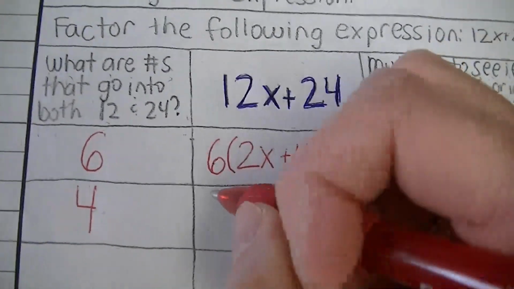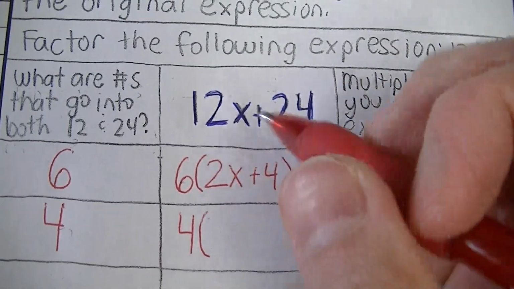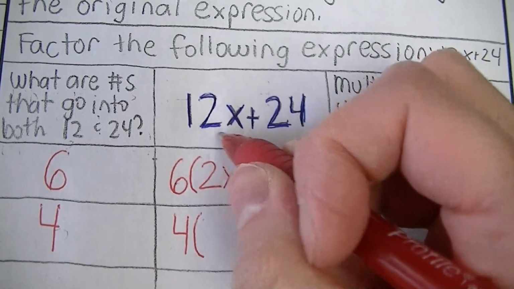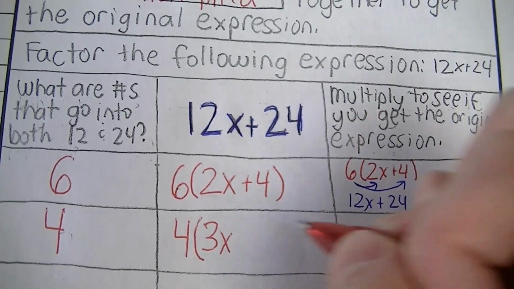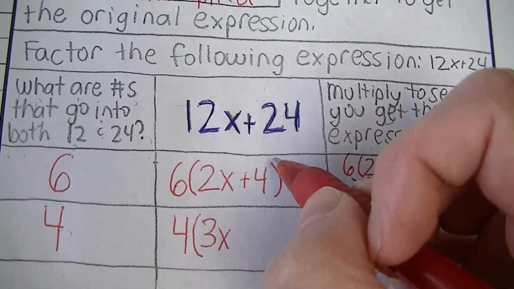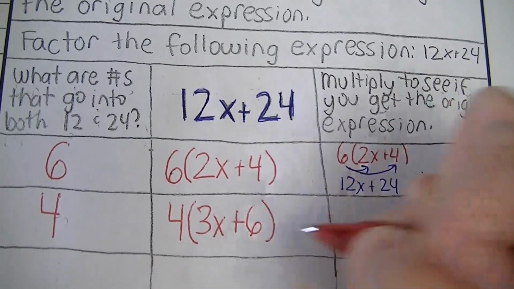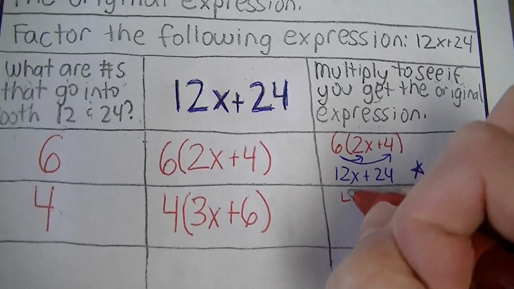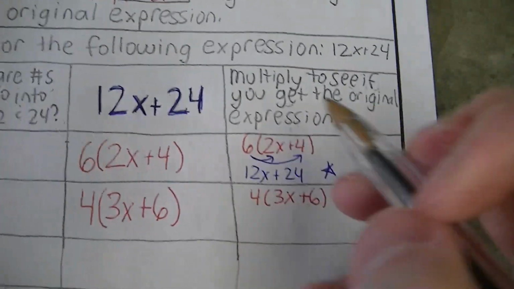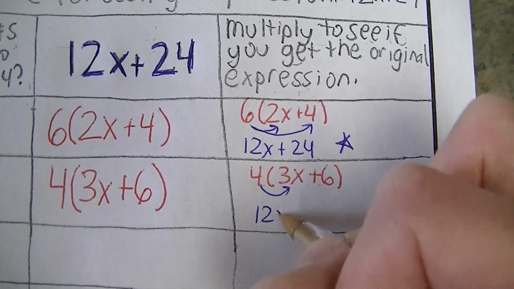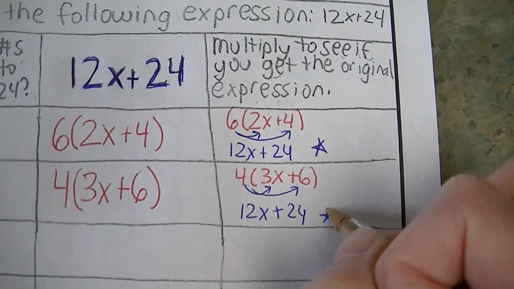Okay, so now right here, you're going to put a 4 outside the parentheses, and you're going to be thinking in your head, 4 multiplied by what number is 12x? Well, 4 times 3 is 12, but we want it to be 12x, so it would be 3x. And then you got to think 4 times what number will give me a positive 24? And it would be a positive 6. Okay, so now check your work. And let's check. 4 times 3x is 12x. 4 times a positive 6 is a positive 24. And that was the original expression, so we are correct.